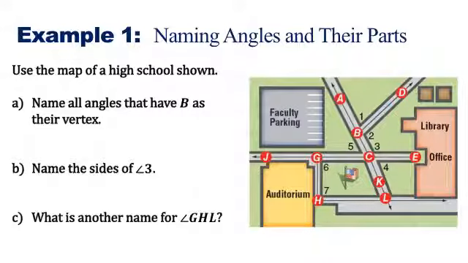In this first one, part A, we want to name all the angles that have B as their vertex. So looking here, here is the vertex B, the point B, and we see that we have angle 1 and angle 2 having a vertex of B.